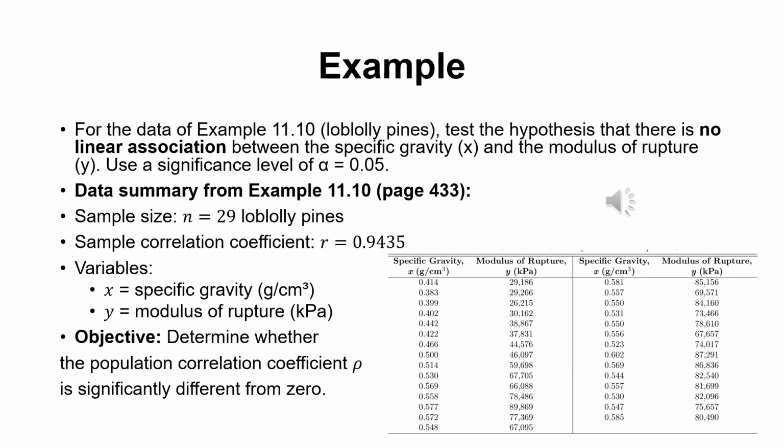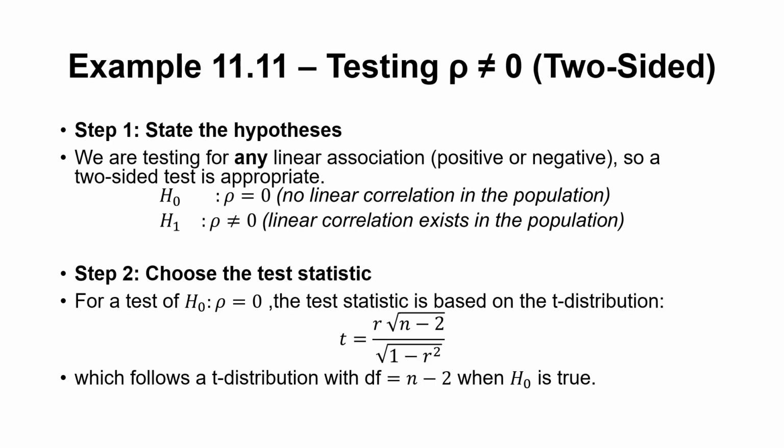Using the loblolly pine data from example 11.10, we test whether there is no linear association between specific gravity and modulus of rupture. The sample size is 29, and the sample correlation coefficient r is 0.9435. The objective is to determine if the population correlation coefficient ρ is significantly different from 0, using a significance level of 0.05.